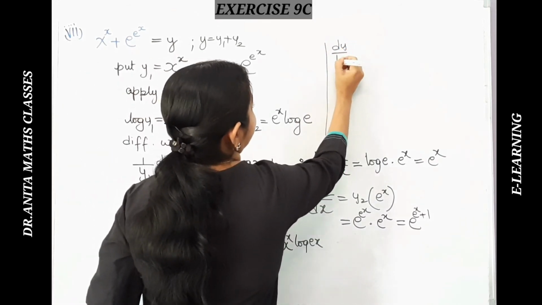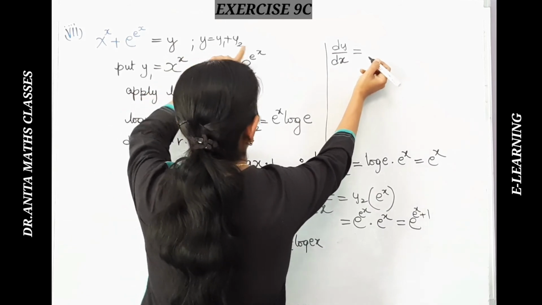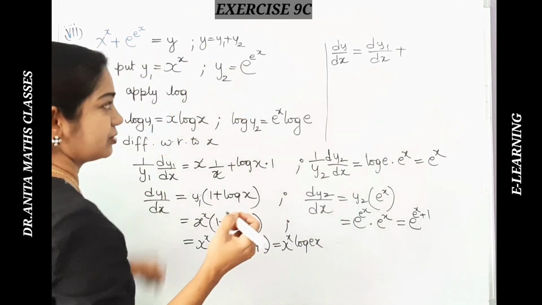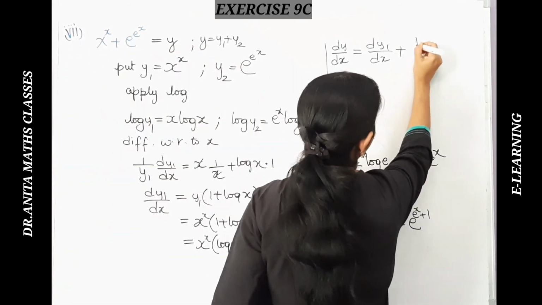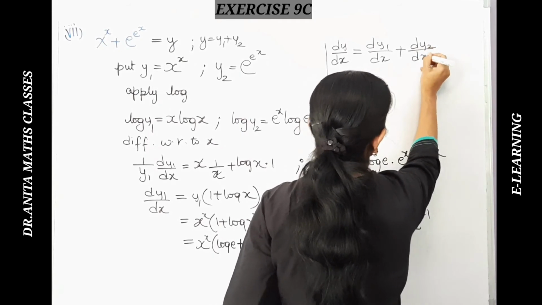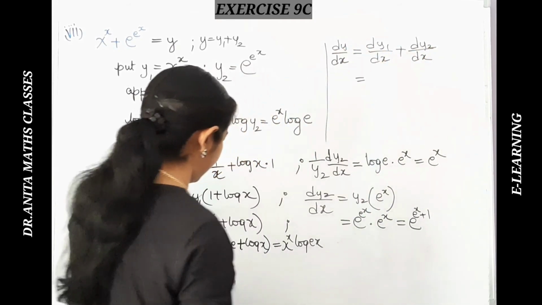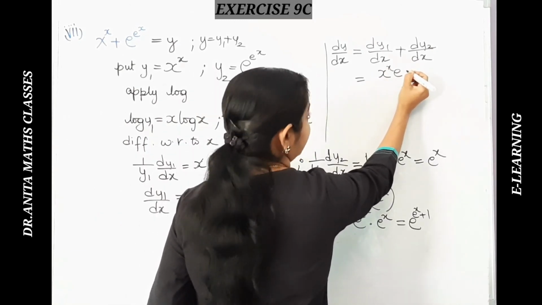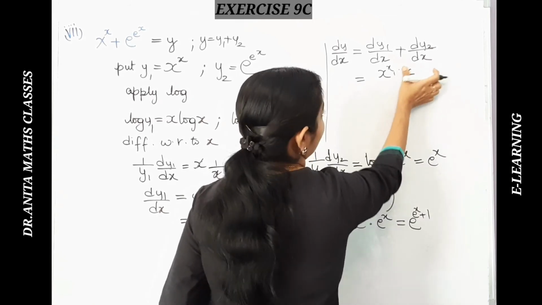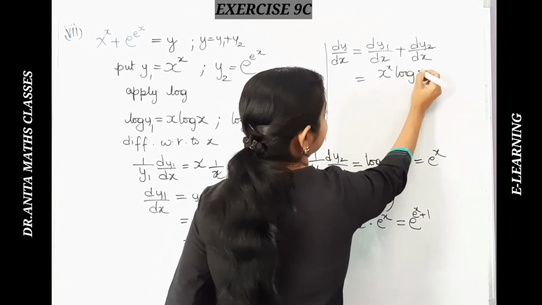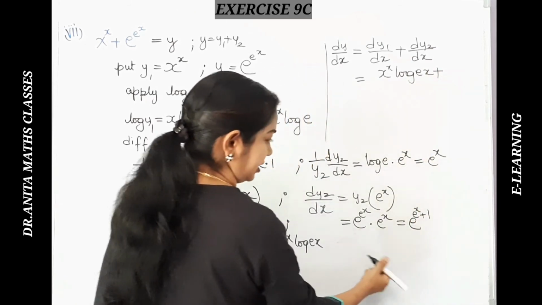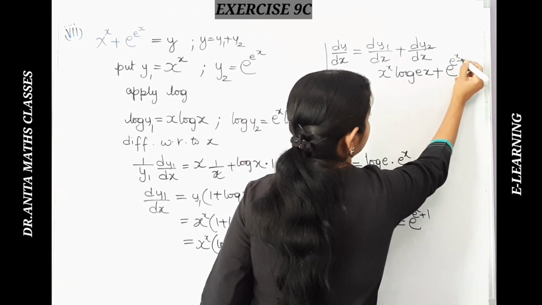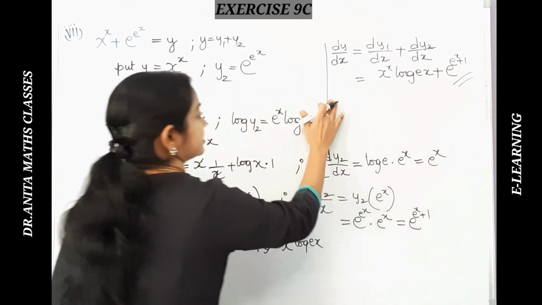Yes, so I'll write it here. dy by dx is equal to, applying differentiation to both, so that is dy1 by dx plus, since it is not the product rule or the quotient rule, this is only the sum, dy2 by dx. So dy by dx, I have dy1 as x raised to the power of x, e raised to the power of e into x, log of e into x, plus we do have this one, e raised to the power of ex plus 1. So this is the final answer. Right.